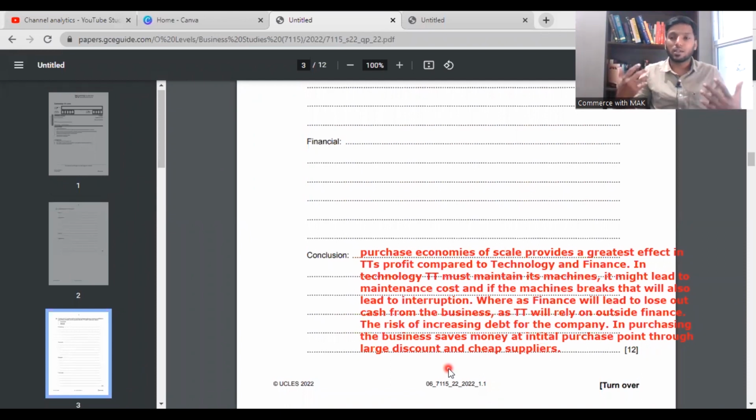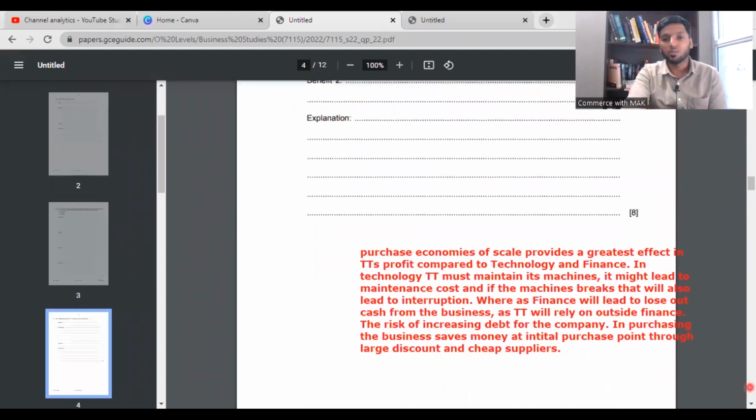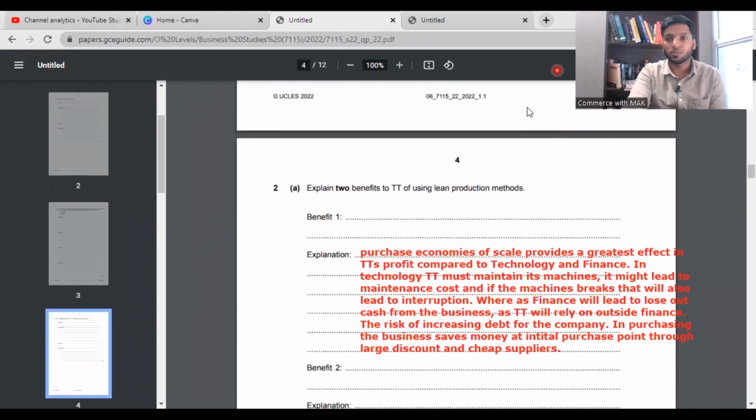So if you are going to speak about one point and argue that this point is going to be great, always remember to give the bad images of finance and technology, and then say the good image of the purchase. So the examiner thinks that you know everything on the exam paper. So I hope you guys understood. Let's move on to question number 2.